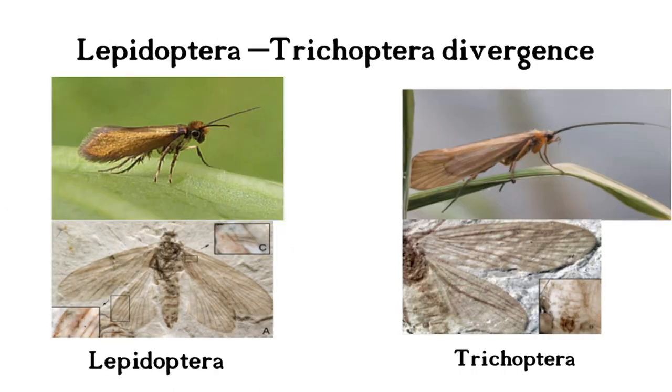Have you ever wondered how butterflies and moths evolved? Well, they actually share an ancestor with one of their closest relatives, the stoneflies or the Trichoptera. The evolutionary event in which the orders of Lepidoptera and Trichoptera diverged and became distinct is well established. But it is also based on a lot of extrapolations.